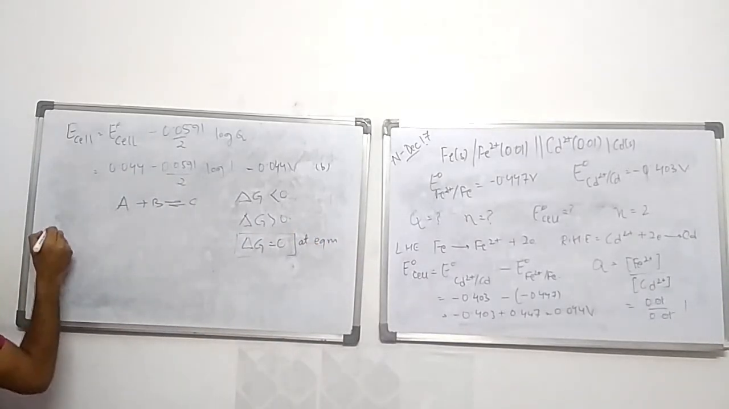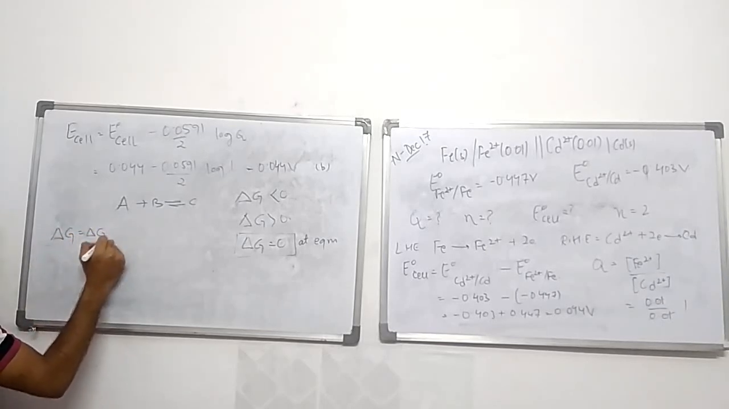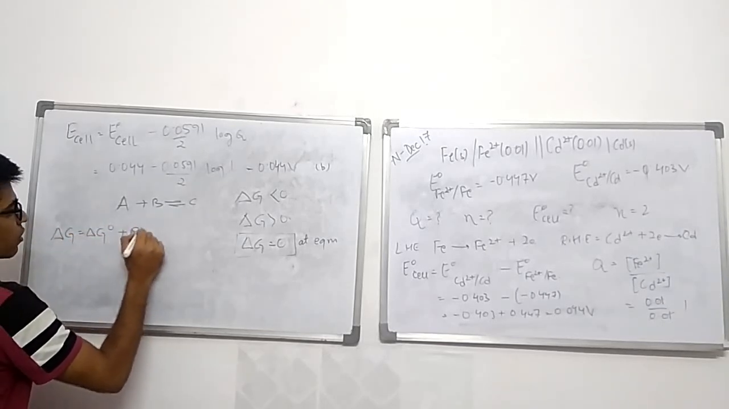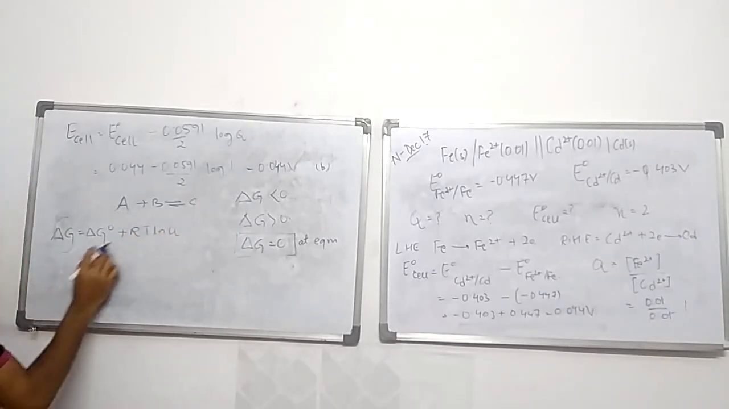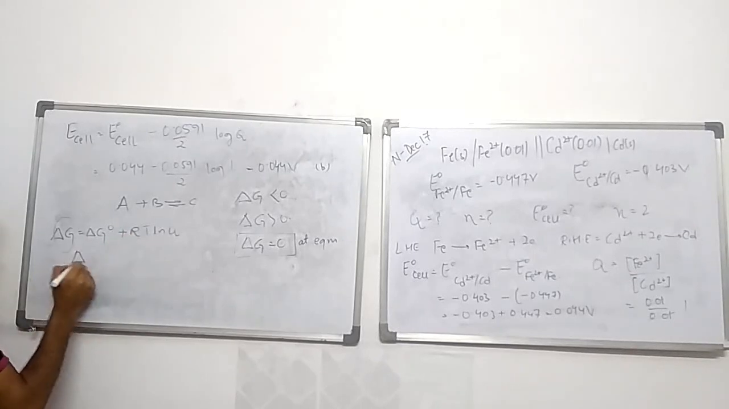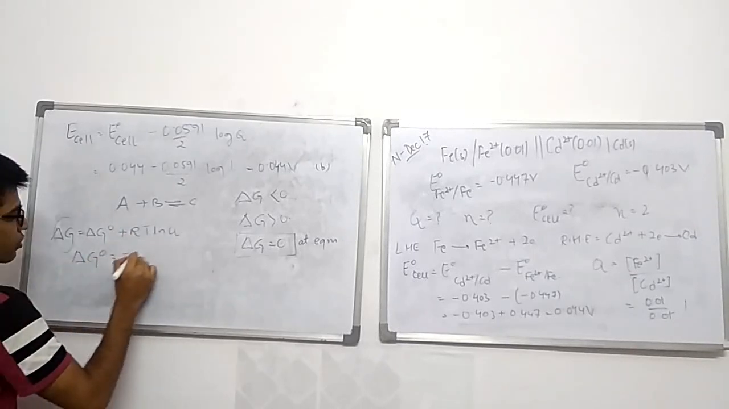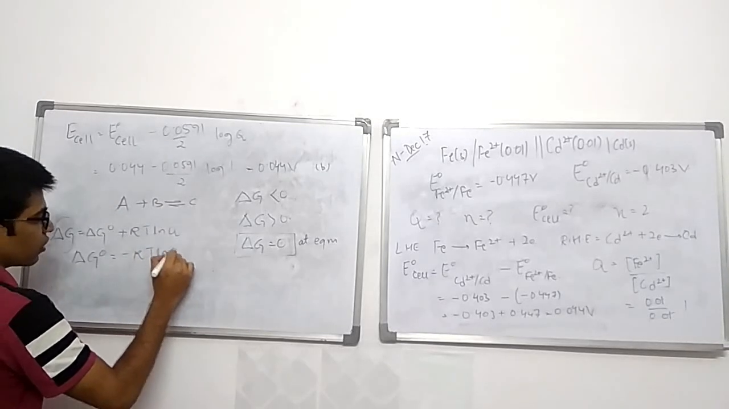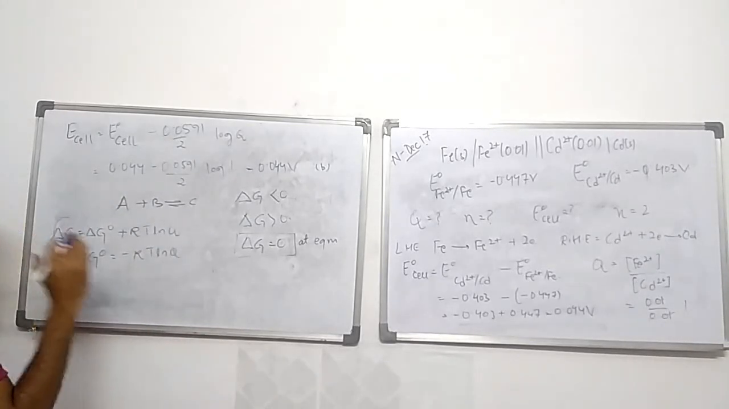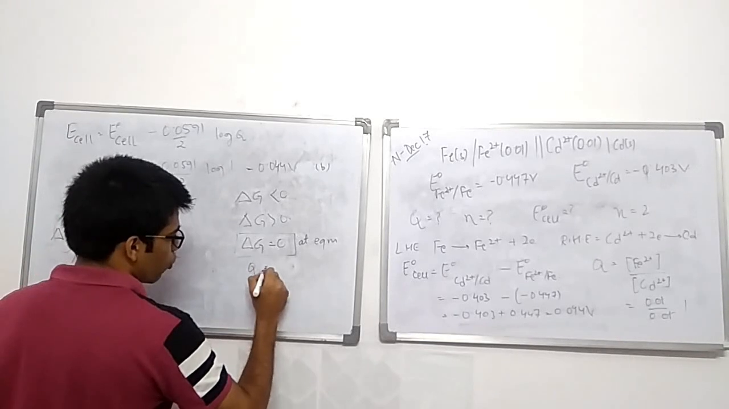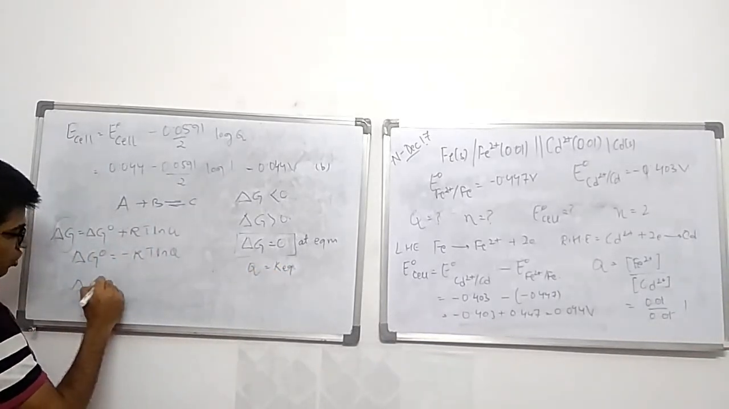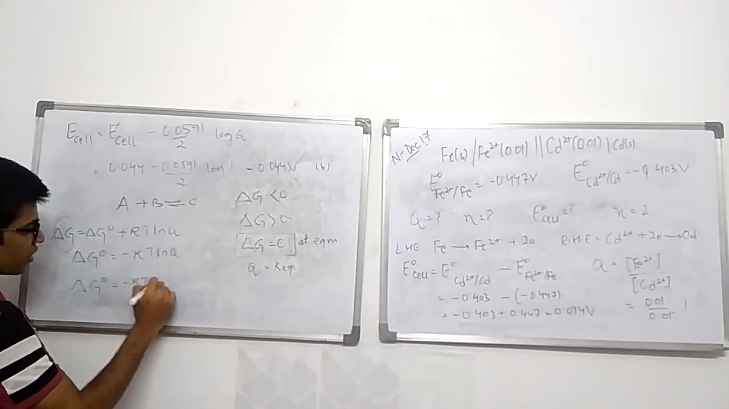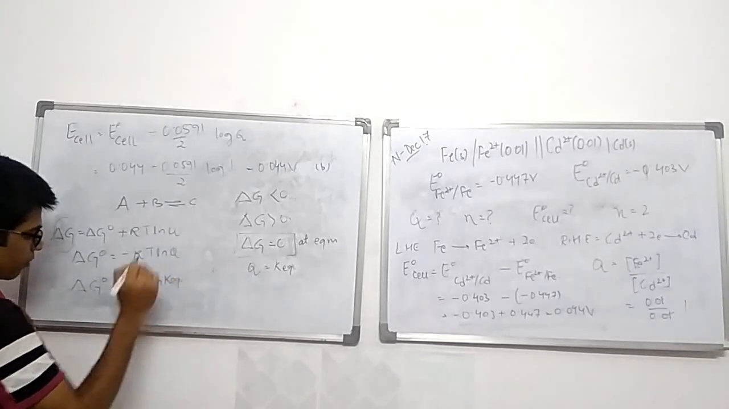So I will get delta G is equal to delta G naught plus RT ln Q. This is 0, so delta G naught is equal to minus RT ln Q. Now since at equilibrium my Q becomes K equilibrium, I can write delta G naught is equal to minus RT ln K equilibrium.